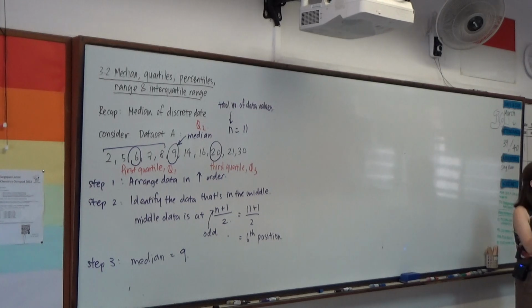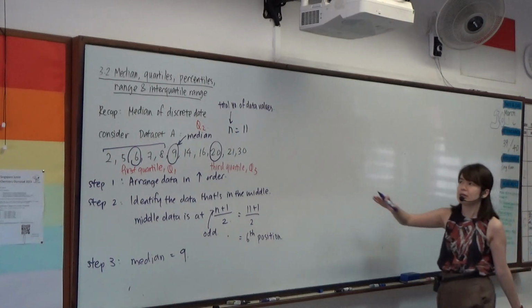Identify our medians, our first quartile and our third quartile when it comes to discrete data values for an odd number data set.